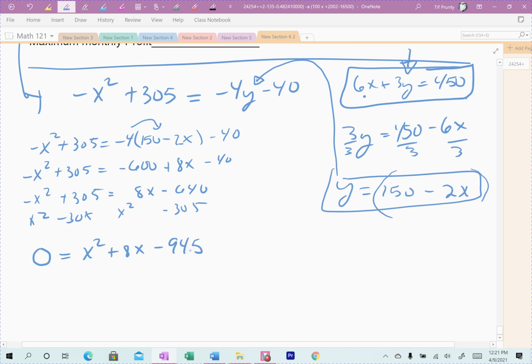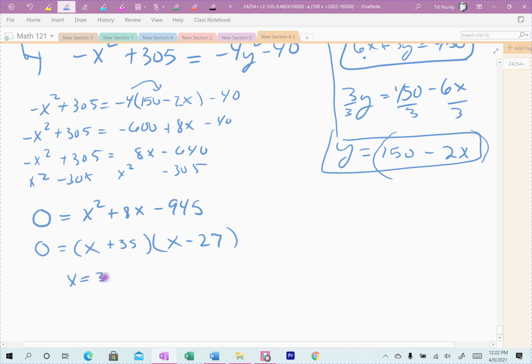All right, then it's a quadratic set equal to 0. So you can solve it with the quadratic formula. You can graph it and find its zeros, use the box method, the AC method. This one actually factors, so I'm going to factor it. What multiplies to give me negative 945 and adds to give me 8? Well, as it turns out, it's 35 and negative 27. If you take 35 times negative 27, you get negative 945, and when you add them, you get 8. So that means I have two answers: x equals negative 35, and x equals positive 27.